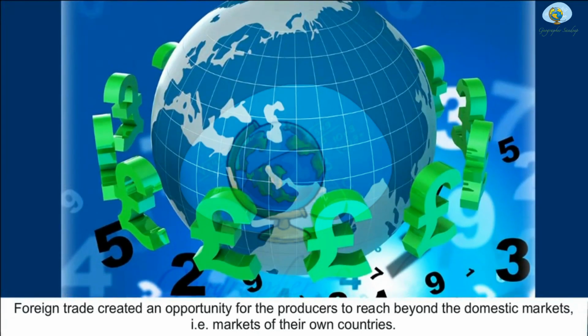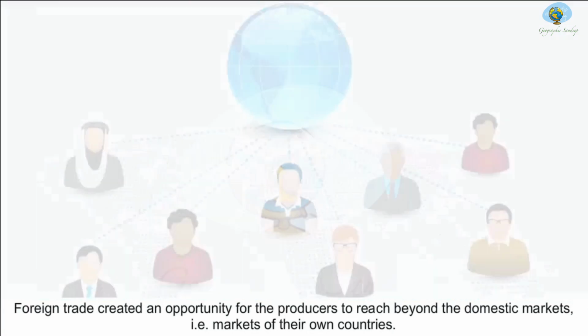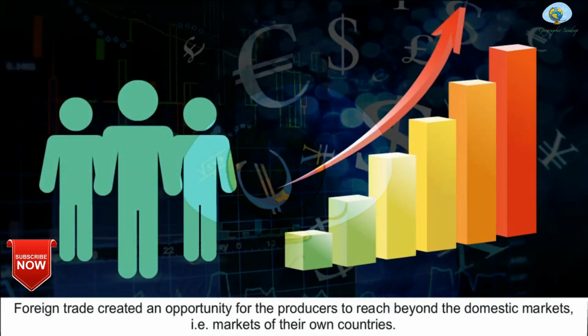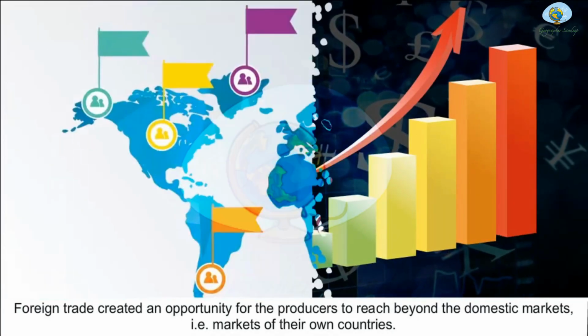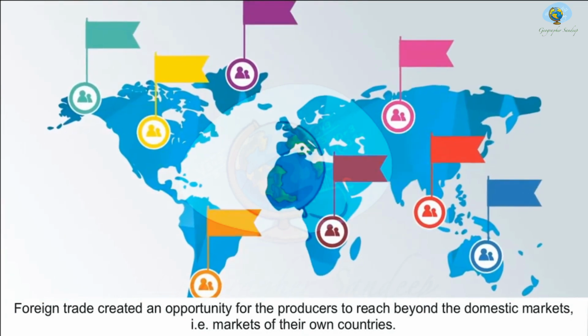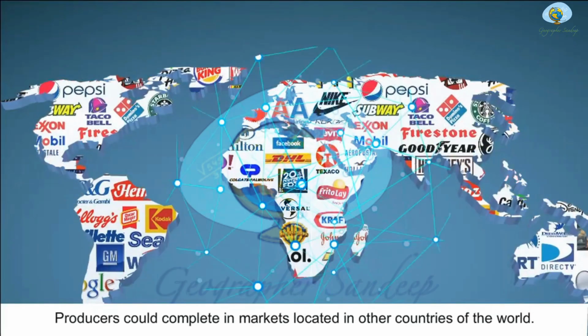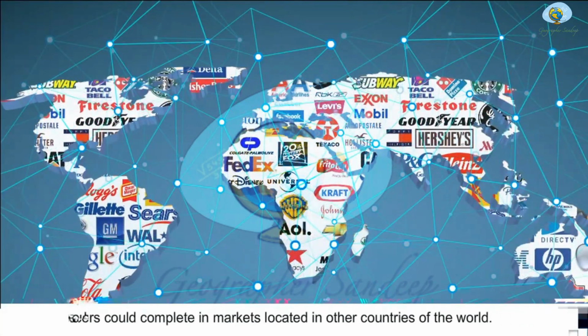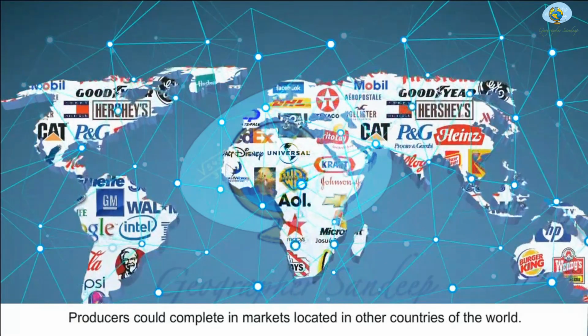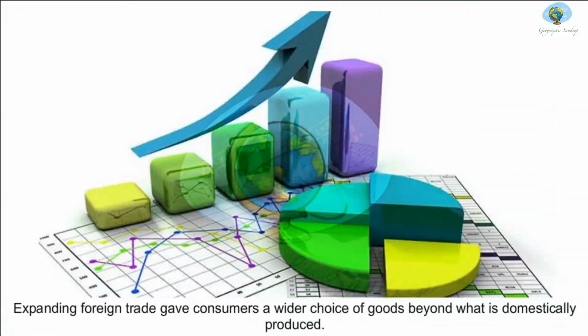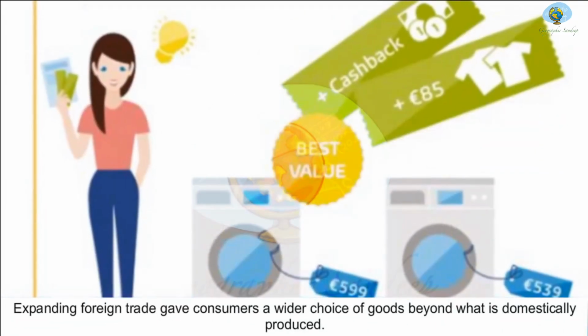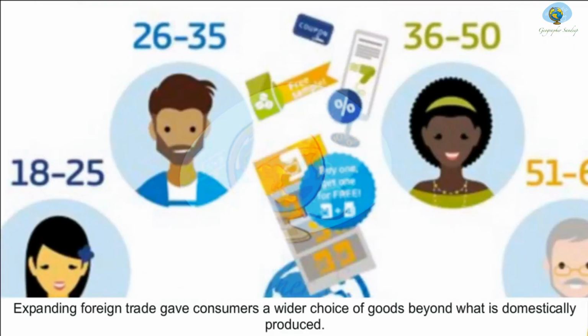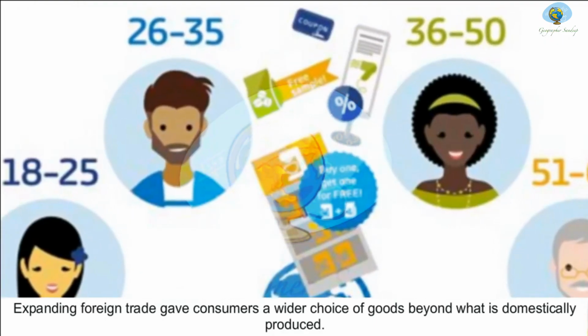Foreign trade created an opportunity for the producers to reach beyond the domestic markets, that is, markets of their own countries. Producers could compete in markets located in other countries of the world. Expanding foreign trade gave consumers a wider choice of goods beyond what is domestically produced.